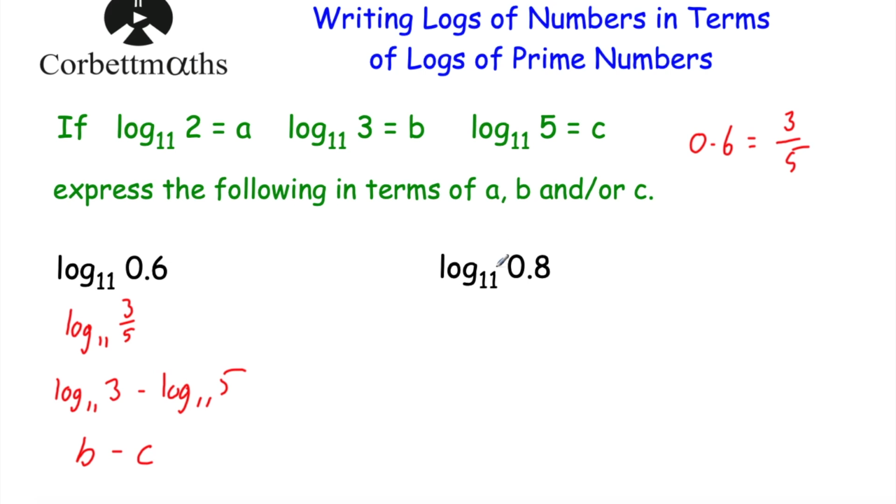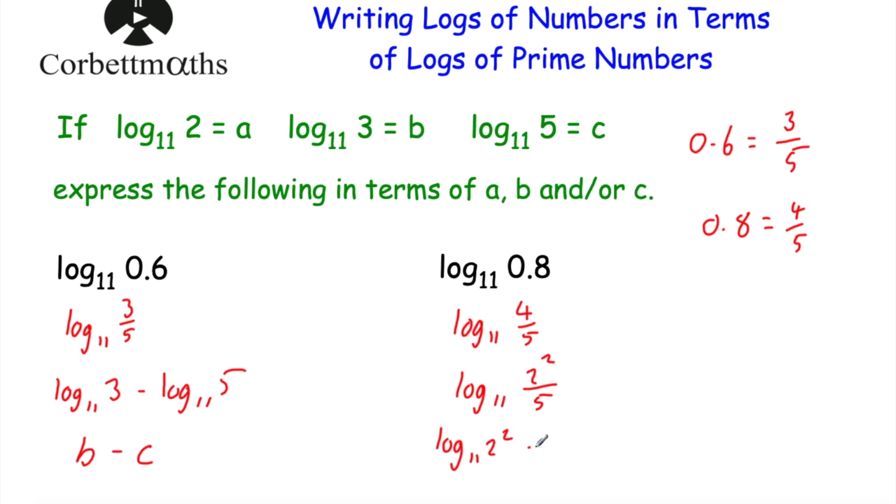Okay, our next one, the log to base 11 of 0.8. So 0.8 is equal to 4/5. Now if we have a look here, we've got our 5, that's fantastic, but 4, well, we've only got 2, but 2 squared is equal to 4. So I'm going to write the log to base 11 of 2 squared over 5, because 2 squared is 4. Now let's split this up, because the log of a over b is equal to the log of a subtract the log of b, so the log to base 11 of 2 squared, subtract the log to base 11 of 5.